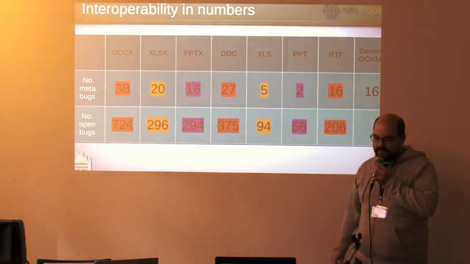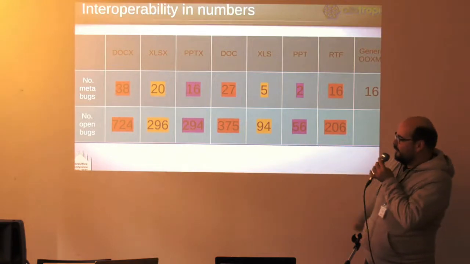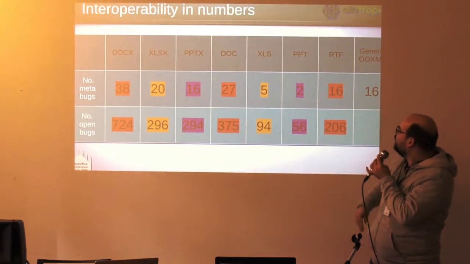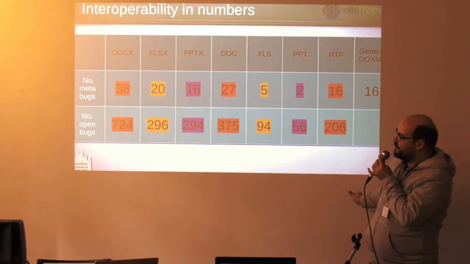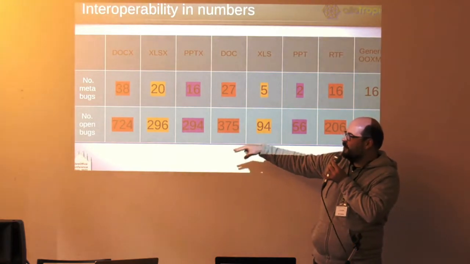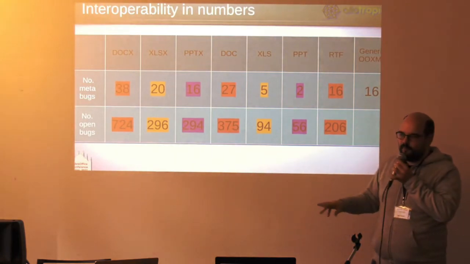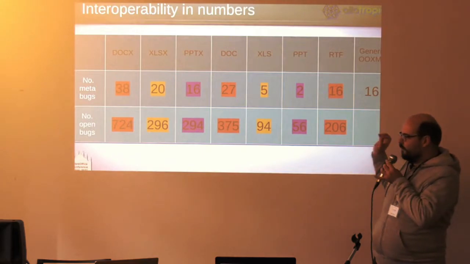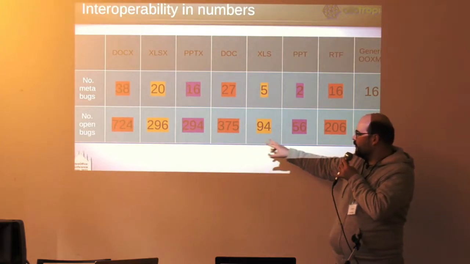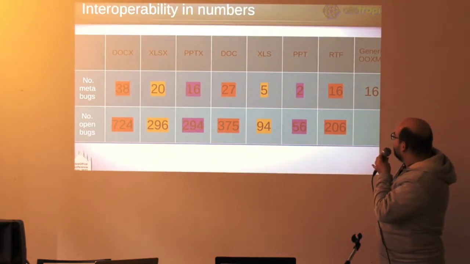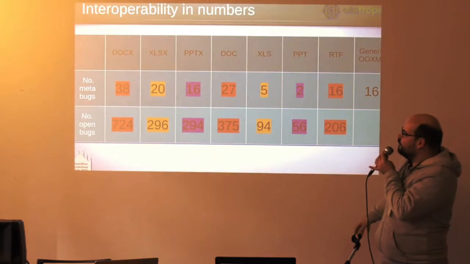So, a lot of numbers. This is the number of meta bugs in the first line for docx, XLSX, and so on. And the actual number of open bugs under those categories, which of course include the open bugs, the meta bugs, and all these subcategories which I will talk about later. What can you see from this? The color coding of the numbers shows the same applications, so text is red and so on.